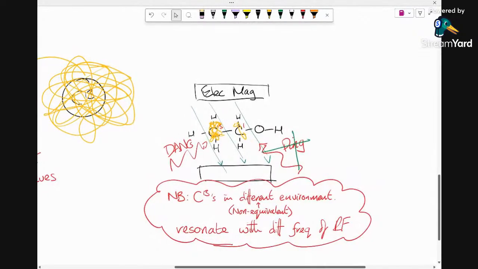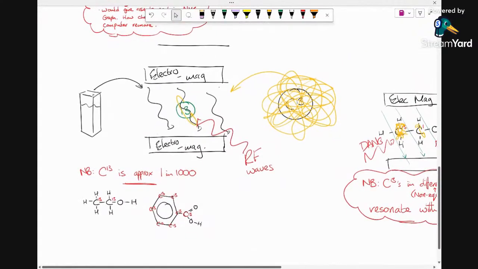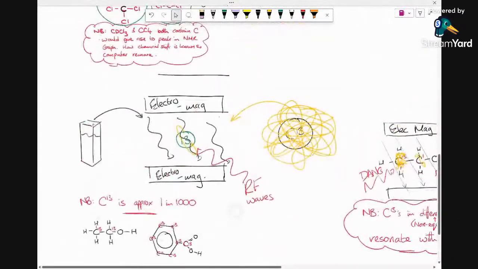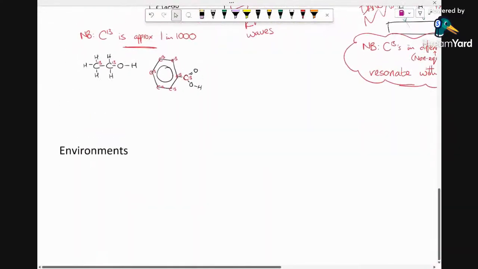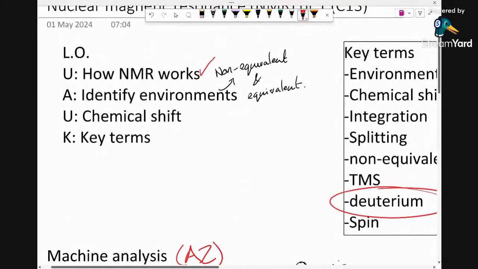Cool. So now that we've got a basic idea about the processes involved, I've now got to how the machine functions. What we can now do is start talking about our environment. So I can tick off my learning objective of how an NMR machine works. Now I need to talk to you about how we identify environments and what an environment is.